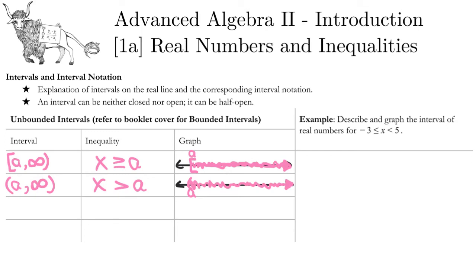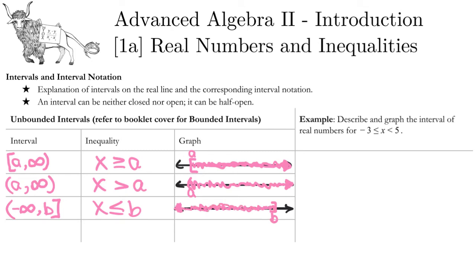The next unbounded interval is negative infinity to b, inclusive of b. So we use a bracket. The inequality for that is x is less than or equal to b. And the graph is a number line that ends at b with a bracket. So I'm putting b more on the right side of the graph. Then I shade everything to the left of b.